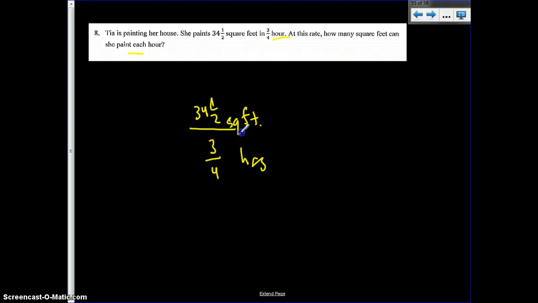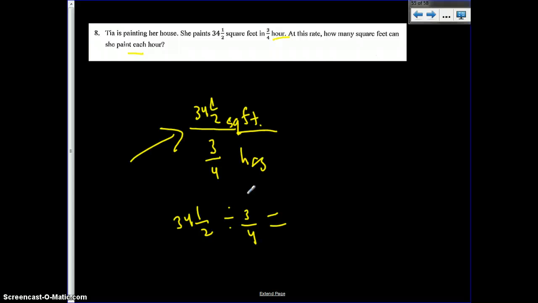I know that looks confusing, but don't let that be confusing. Guys, what does a fraction bar mean? Divide. So what this really means is we have 34 1/2. What does a fraction bar mean? Divide. Divided by 3/4. That's really what you're doing. That's all you're doing. So what does that equal?